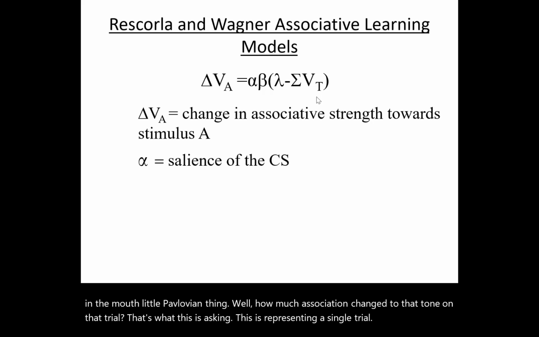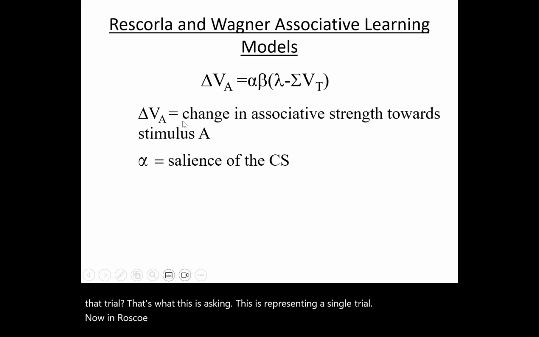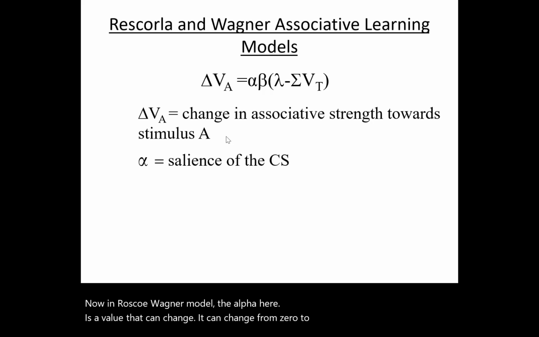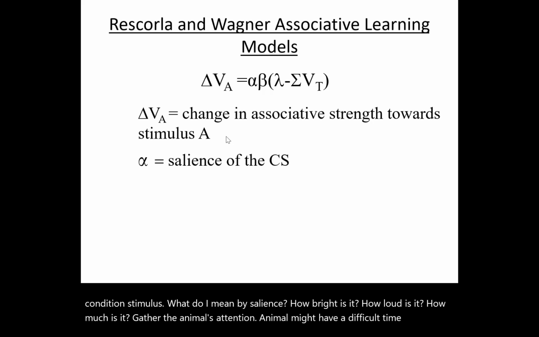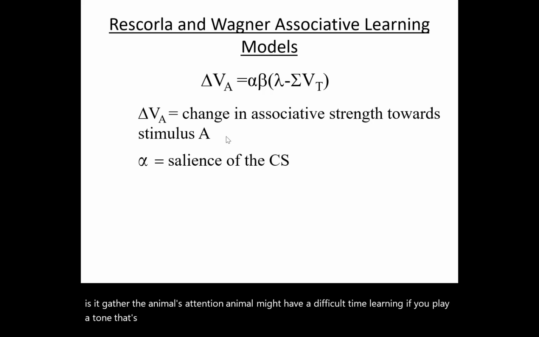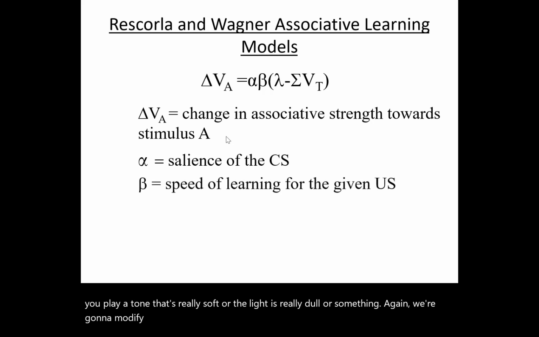Now, in the Rescorla-Wagner model, the alpha here is a value that can change. It can change from 0 to 1, and it's the salience of the conditioned stimulus. What do I mean by salience? How bright is it? How loud is it? How much does it gather the animal's attention? An animal might have a difficult time learning if you play a tone that's really soft or the light is really dull or something. Again, we're going to modify this in just a bit.